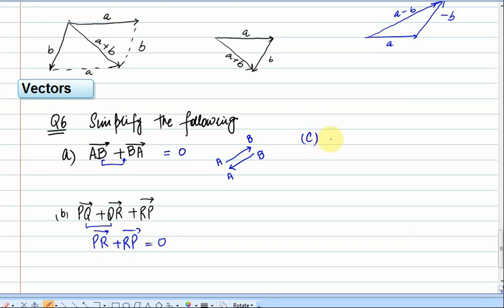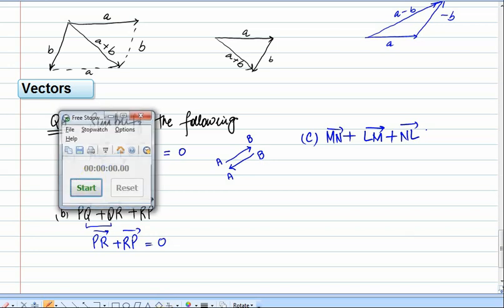For part C, it's MN plus LM plus NL. Now for this question, I will give you approximately 30 seconds and your time starts now.